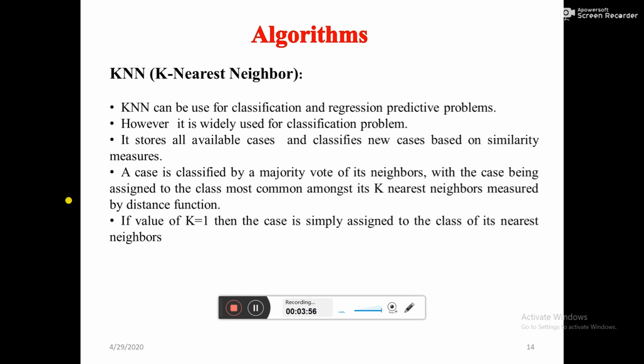The algorithms being used are KNN, which is K-nearest neighbor. It is a supervised learning algorithm used for classification and regression predictive problems. However, it is widely used for classification problems. It stores all the available cases and classifies new cases based on similarity measures. A case is classified by a majority vote of its neighbors, with the case being assigned to the class most common among its K nearest neighbors.